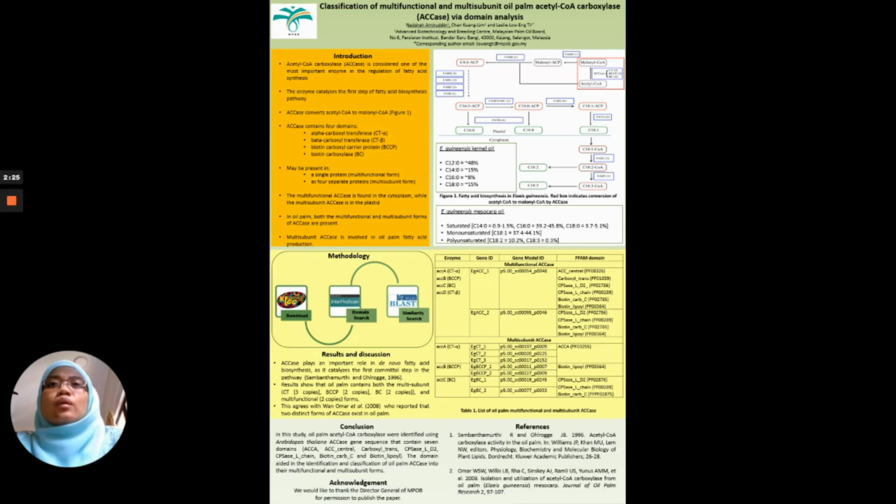As a result, we identified both forms of ACCase, where 3 copies of CT, 2 copies of BCCP, and 2 copies of BC were identified as the multi-subunit form, and 2 copies of the multifunctional form having all 4 domains were identified. This work agrees with previous work by Wan Omar 2008, who reported the existence of 2 distinct forms of ACCase in oil palm.